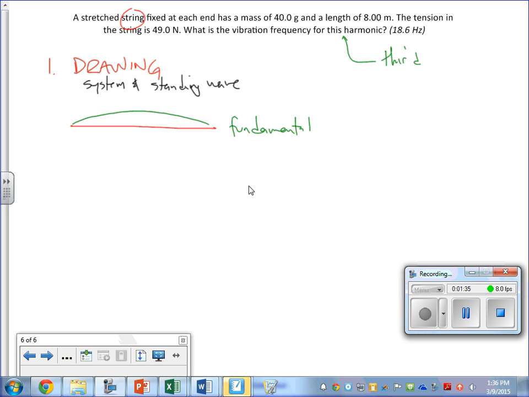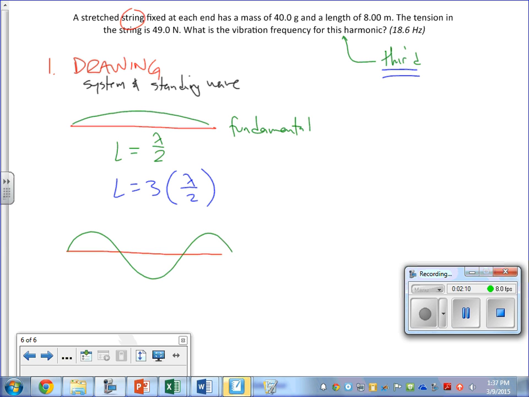For the fundamental, we say L, the length of this string, is half a wavelength. You need to recognize that that's half a wavelength. There'd be the whole wave. So on that string, we see half of a wave. Now, if we say the third harmonic, what that means is that L is 3 half wavelengths. The mode of vibration, or the standing wave, looks like this. Instead of 1 half wavelength on that string, there's 3.